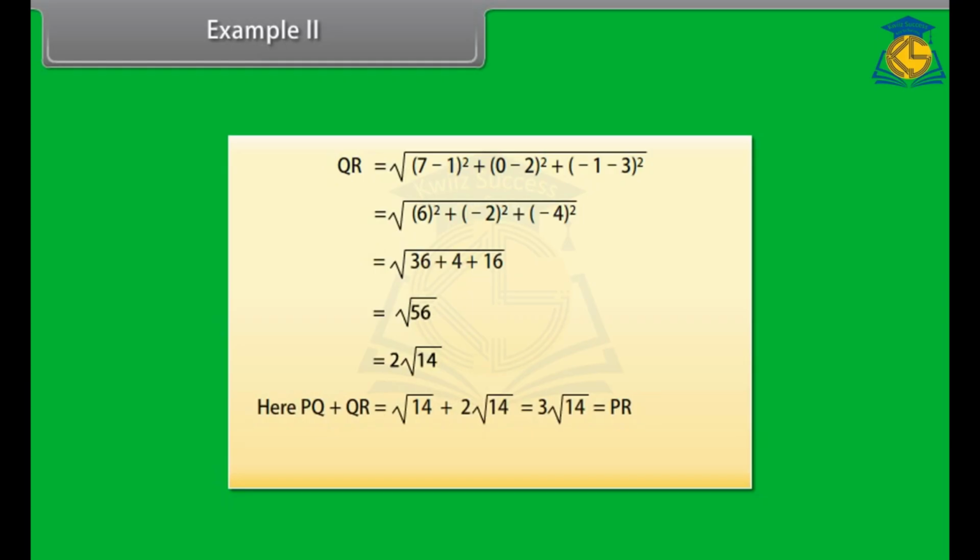Here, PQ + QR = square root of 14 + 2 into square root of 14 = 3 into square root of 14 = PR. Hence, the points (−2, 3, 5), (1, 2, 3) and (7, 0, −1) are collinear.